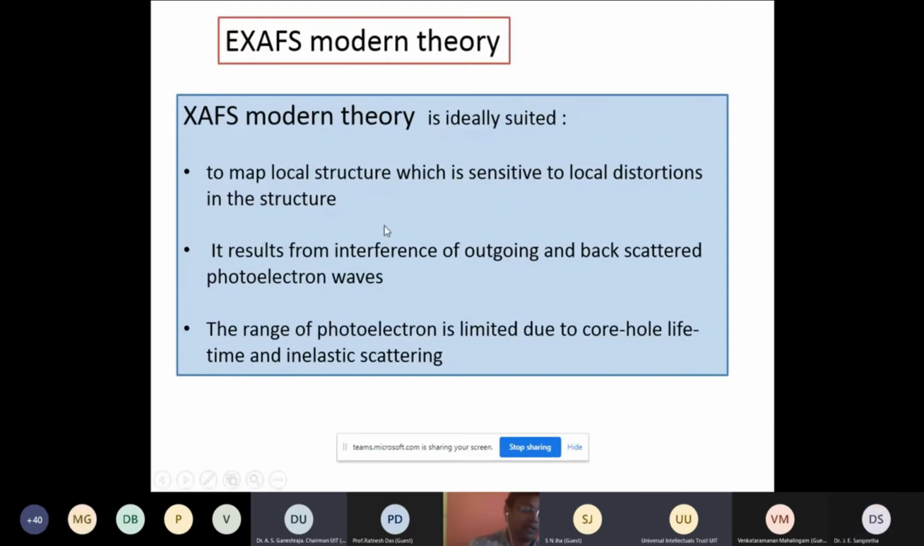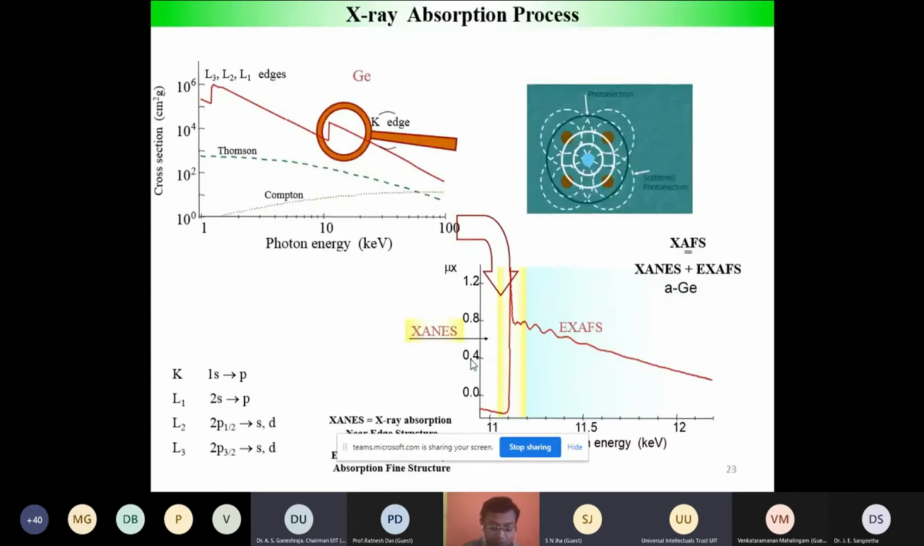map the local structure, which is sensitive to local distortions in the structure, and which results from the interference of outgoing and backscattered photoelectron waves. The range of the photoelectron is limited due to core hole lifetime and the inelastic losses. So this was the main outcome of this paper, and later on with the synchrotron and this theory available, this became a common technique for researchers across diverse areas of the field.